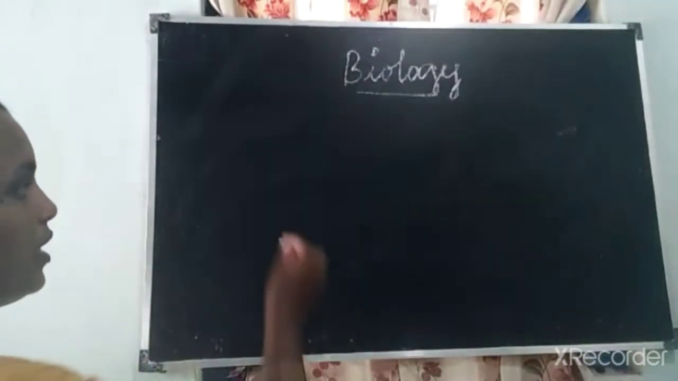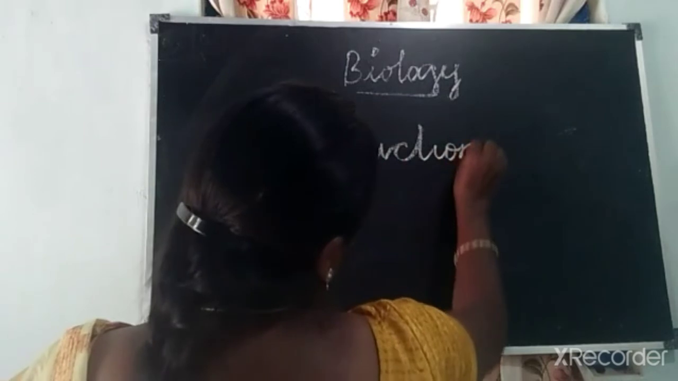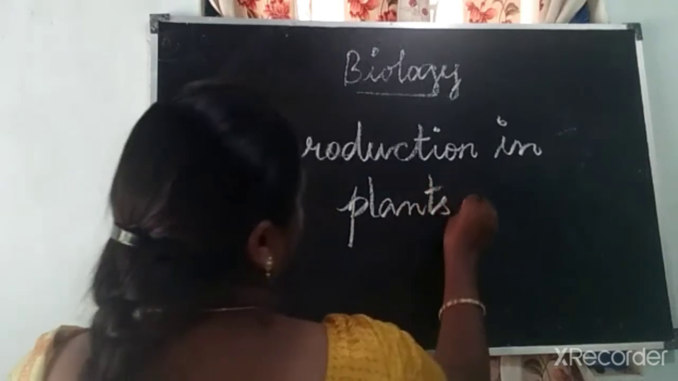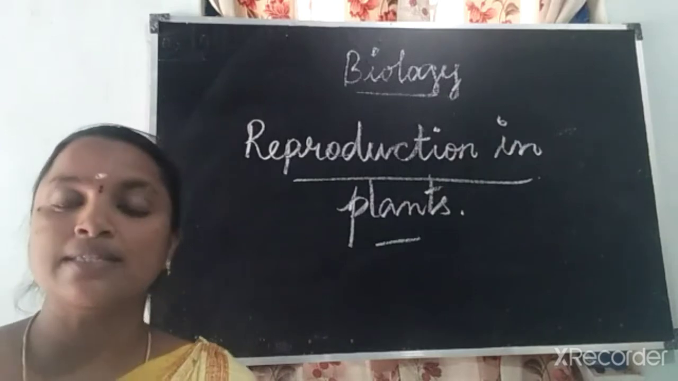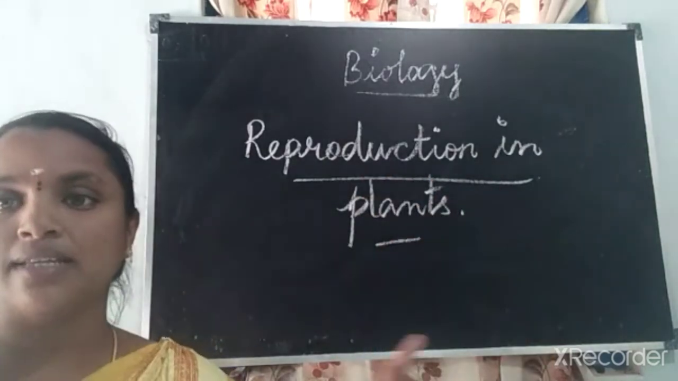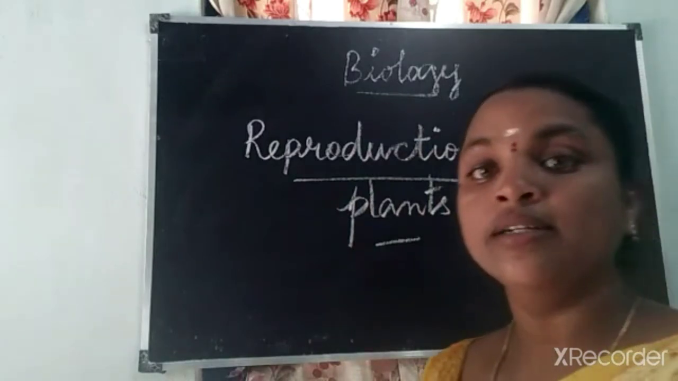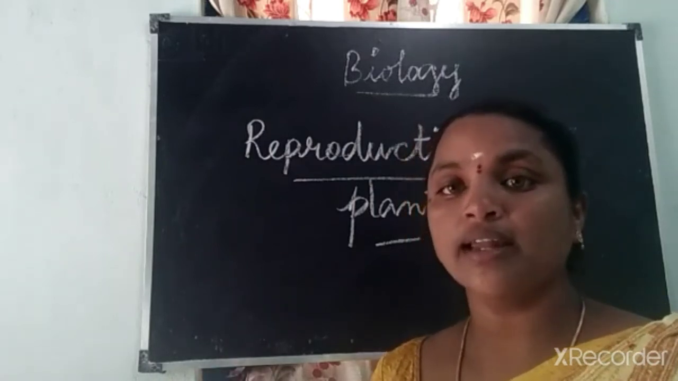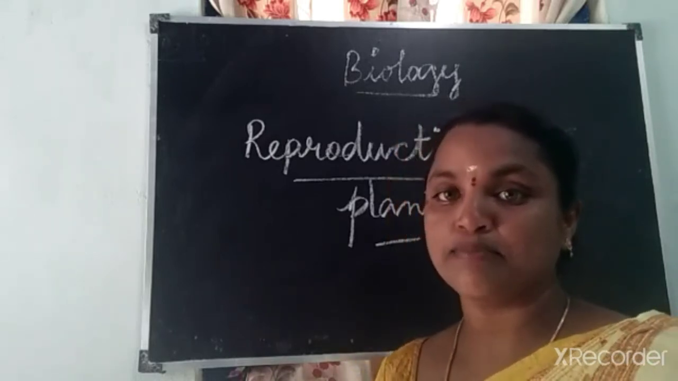In today's class, we are going to discuss reproduction in plants. What is reproduction? Reproduction means the process by which plants and animals produce their young ones.